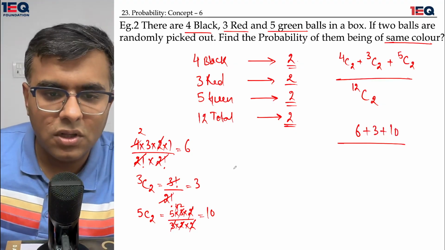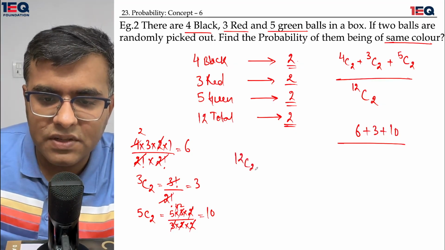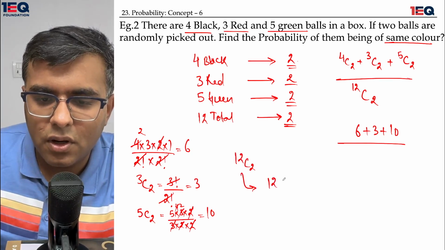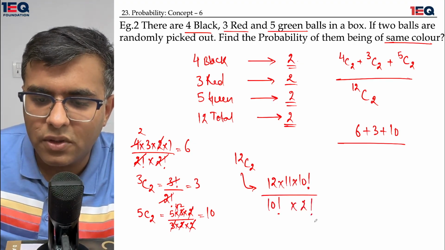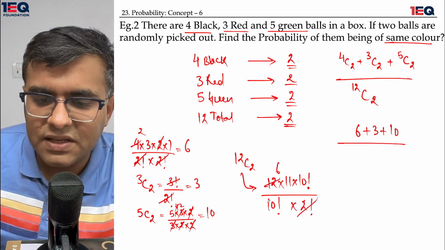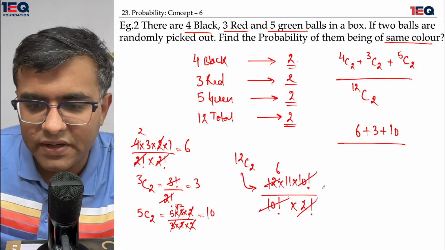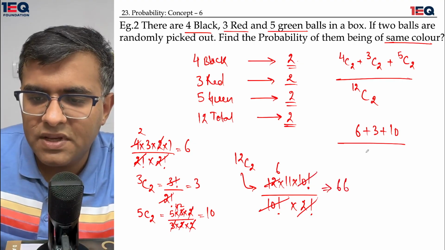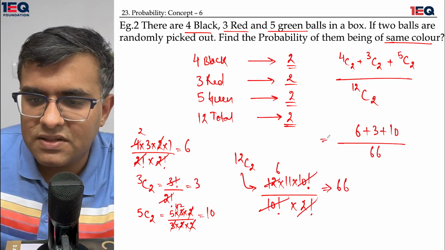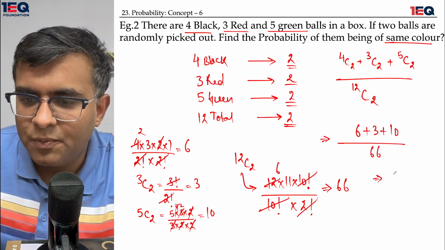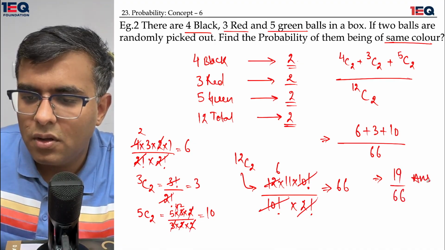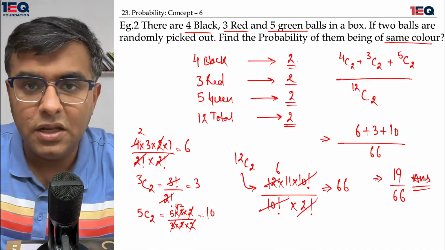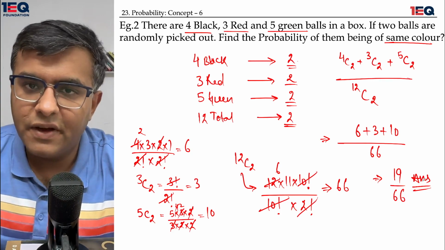Then talking about the total. Total is 12C2. 12C2 stands for 12 into 11 into 10 factorial whole upon 10 factorial multiplied by 2 factorial. 2 factorial is 2. The 10 factorial gets cancelled with 10 factorial. This now gives me 66. So 66 is my answer over here. Finally, my final answer would be 19 upon 66. Okay, 19 upon 66. This is my final answer.